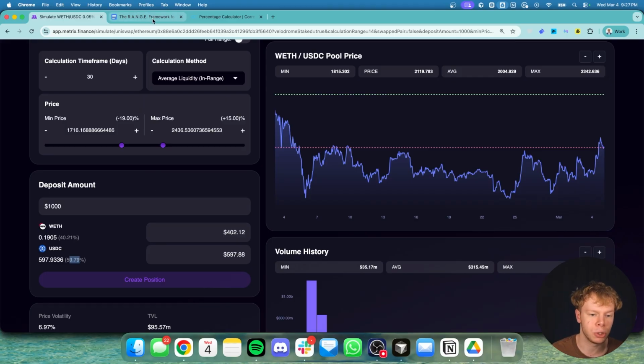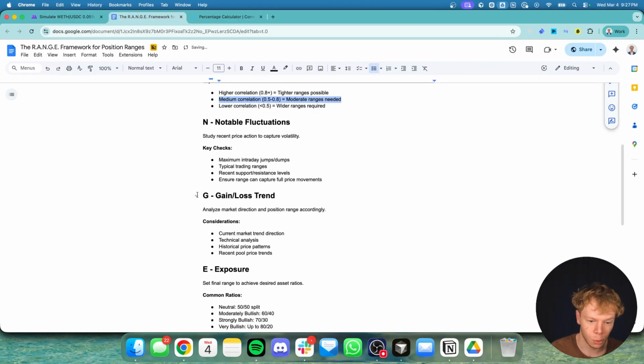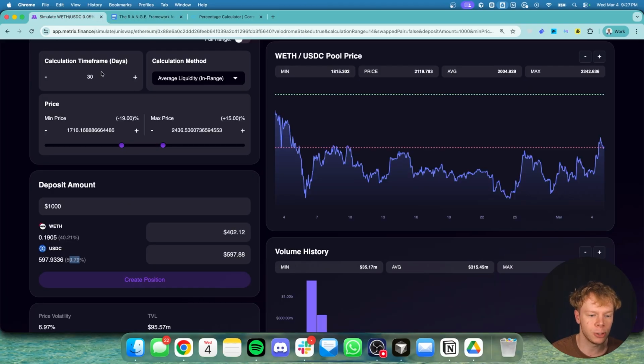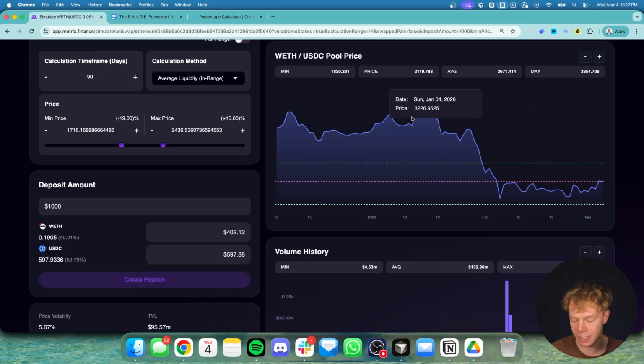Now, the next thing I will do is I will look at the gain loss trend. Where is the trend headed, right? If we zoom out, we look at 90 days, you can see the trend is downwards, and we are capturing the downwards trend. We're going to go out of range, but we're going to capture the downwards trend.